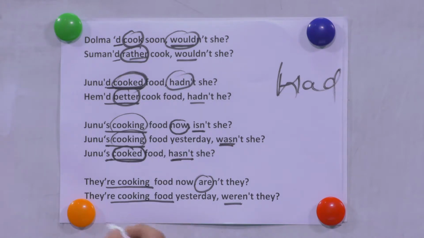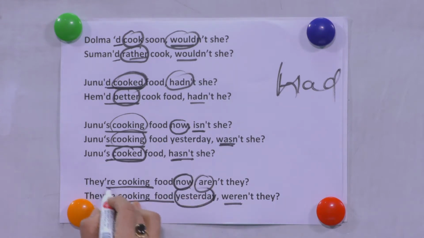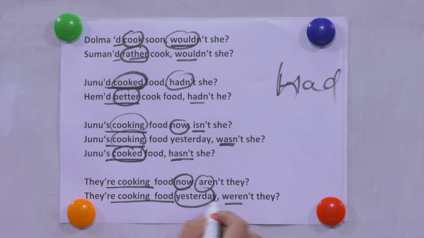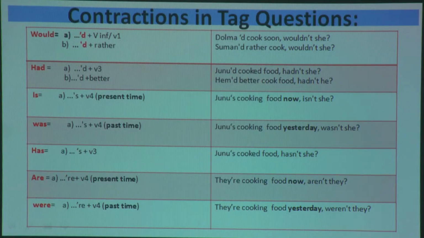And the last one is are cooking, again with a time adverbial. So yesterday, they are cooking, aren't they? They are cooking food yesterday, then weren't they? So I hope, students, you got the concepts. As presented on the slide, it's the same thing. So these are the rules in detail here.